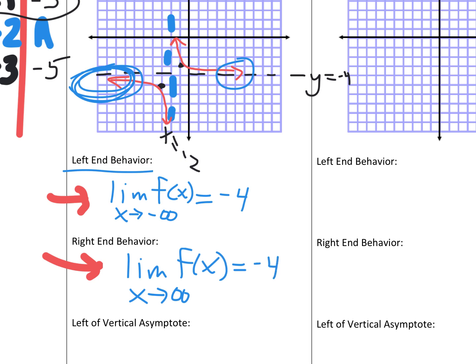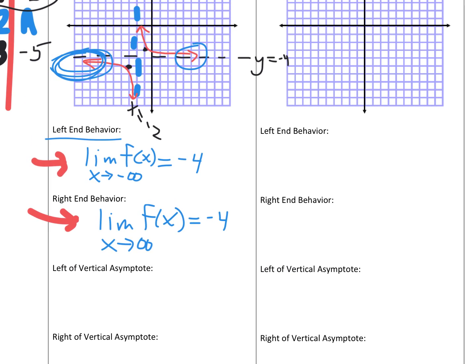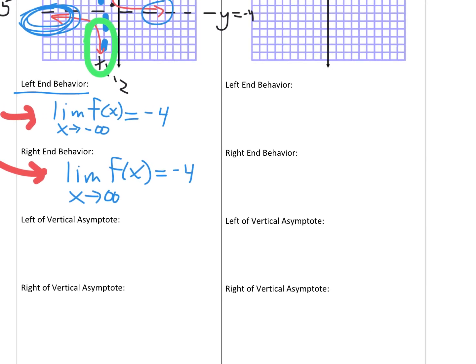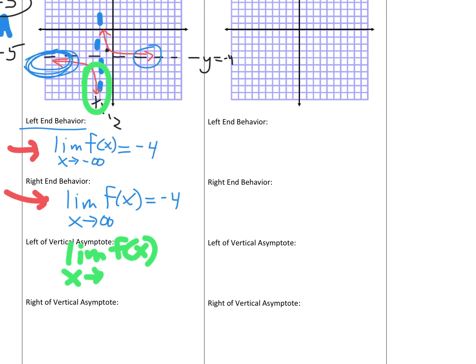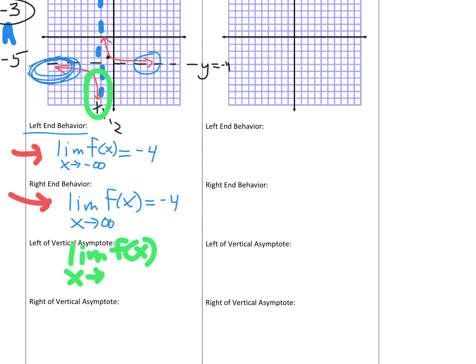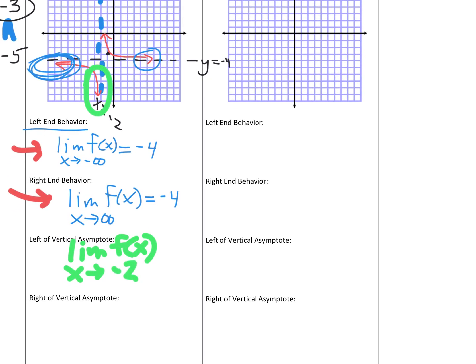All right, next we're going to do this part called left of the vertical asymptote. That'd be right here, on the left side of the vertical asymptote. And so I would start with the limit of the function as x approaches, and this is where you really got to think. The x is approaching the asymptote, and the asymptote there is at -2. So x is approaching -2, but which side is it approaching from?